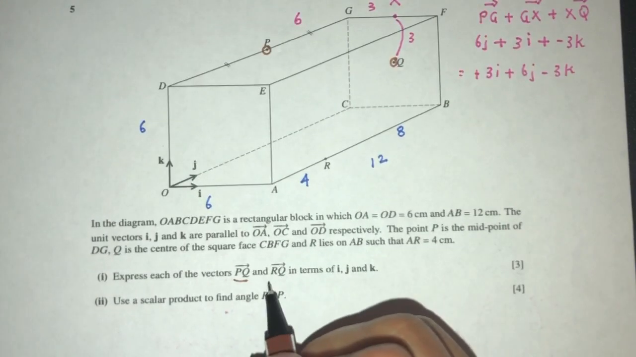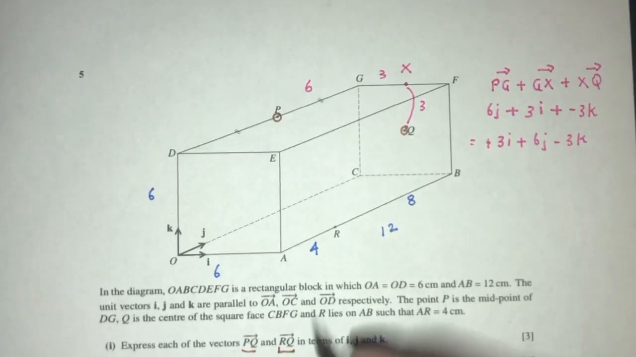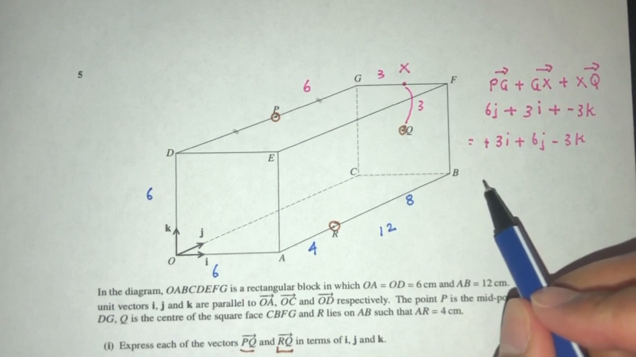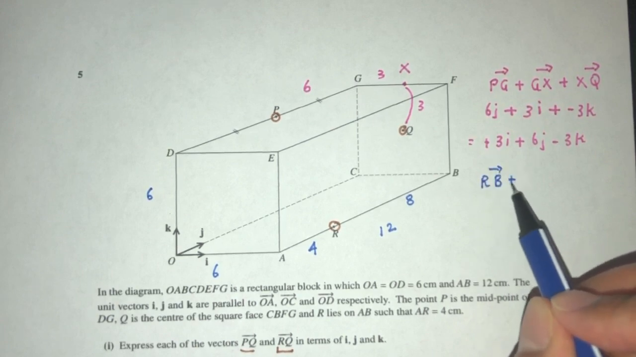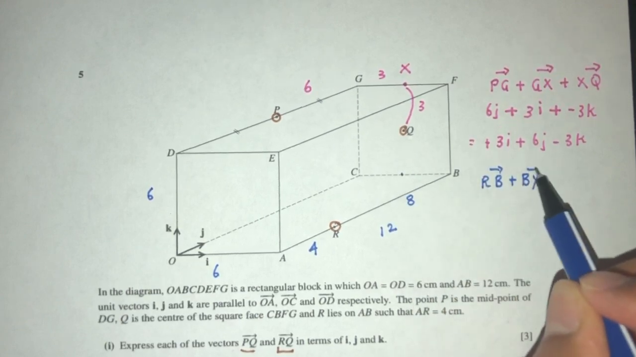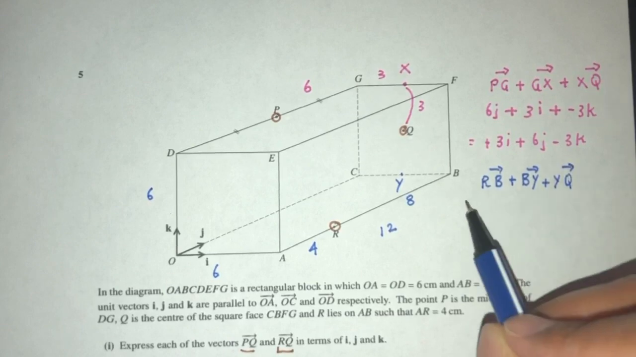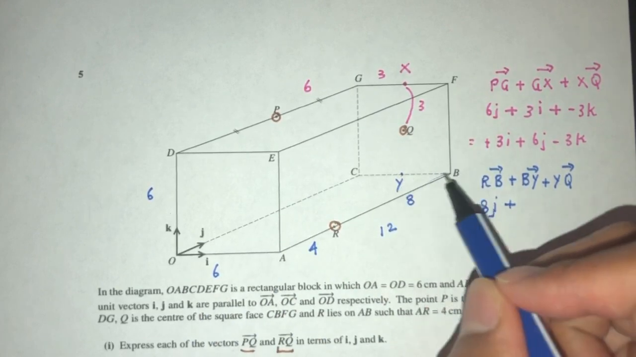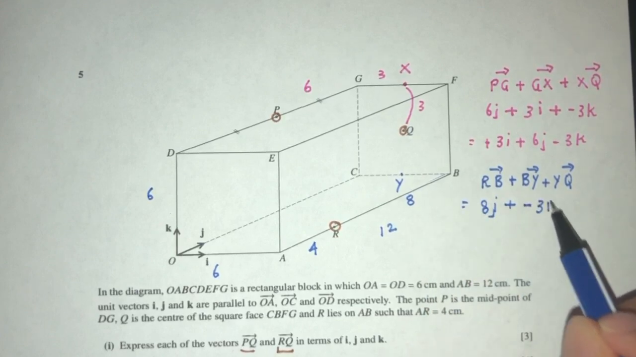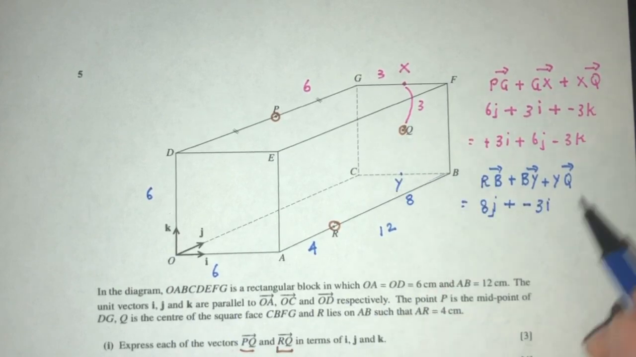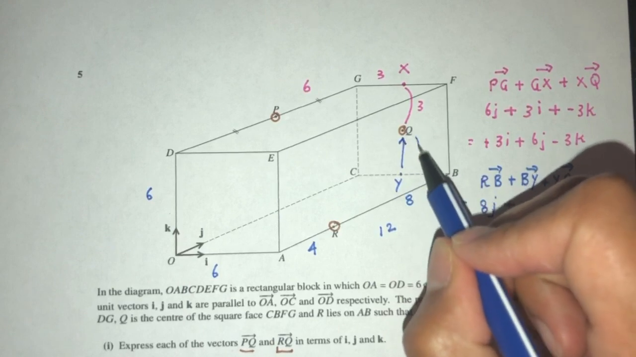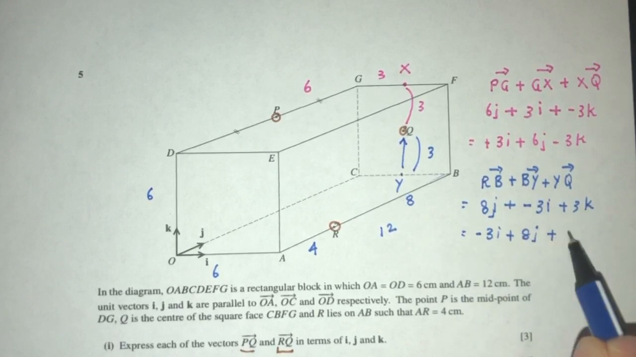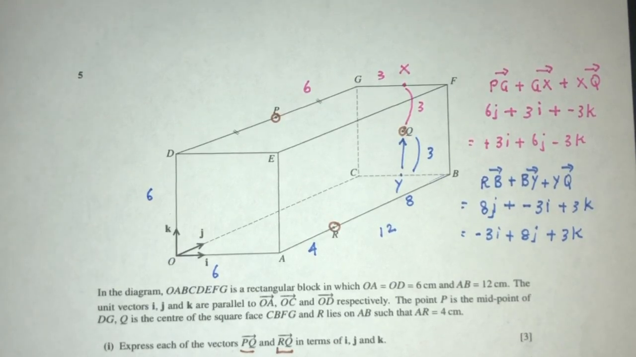Now what's next? We have to find RQ, from R going to Q. R is right here. So again, same thing, step by step. How can you move from R to Q? By observation, we can go first from R to B. Then from B, let's call this point Y. And then Y to Q, right? So RB will be 8 in this direction. That will be J. And BY will be in this direction. That will be minus 3I, because I is in this direction, but this is in this direction. Now plus YQ, it is 3. Going up is 3K. That will be minus 3I plus 8J plus 3K. That will be in terms of I, J, and K, finding those two vectors.